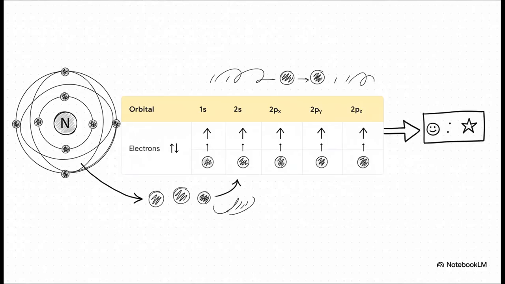Let's see this in action with a nitrogen atom. It has 7 electrons. The first 2 pairs fill up the 1s and 2s orbitals, no problem. But look at what happens at the 2p level. Instead of 2 electrons crowding into one orbital and leaving the others empty, those 3 2p electrons spread out, one in each of the 3 available p orbitals, all spinning in the same direction. It's the most stable arrangement possible.